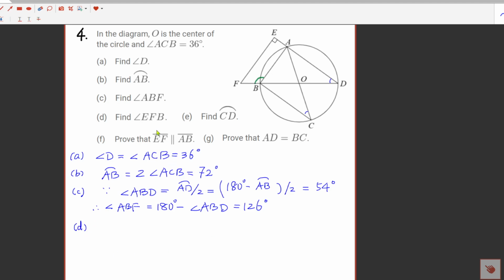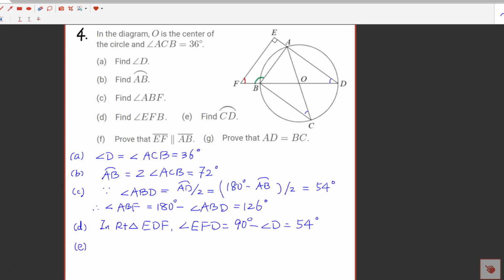Okay, next question. Find angle EFB. So EFB is here, right? So we could make use of the right triangle EDF. In that triangle, we know angle E, we know angle D, so angle EFD is simply 90 degrees minus angle D, which gives us 54 degrees.